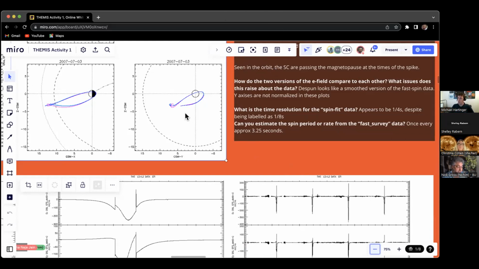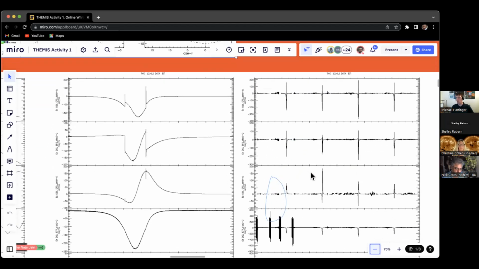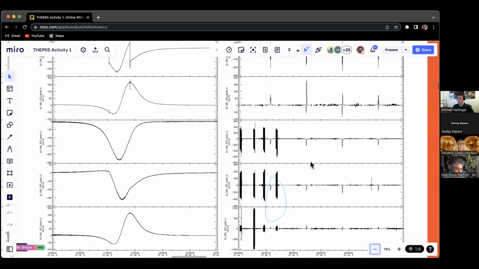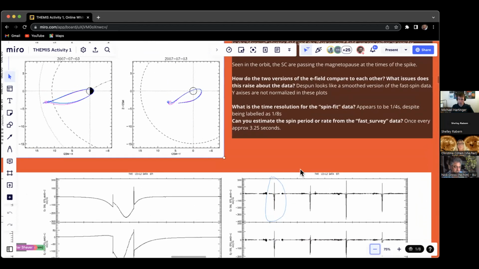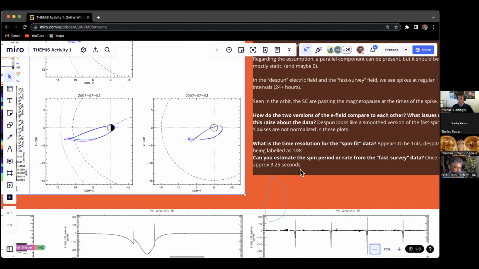I see. Okay, I thought I lined it up, but I guess I wasn't looking at it carefully. Well, there can definitely be big electric fields at the magnetopause too. That's for sure. But just looking at the regularity of it, if those are every 24 hours or every orbital period, it's plausible that it could be due to the electric field from the spacecraft motion. But yeah, we could check closer and see if we can line it up.